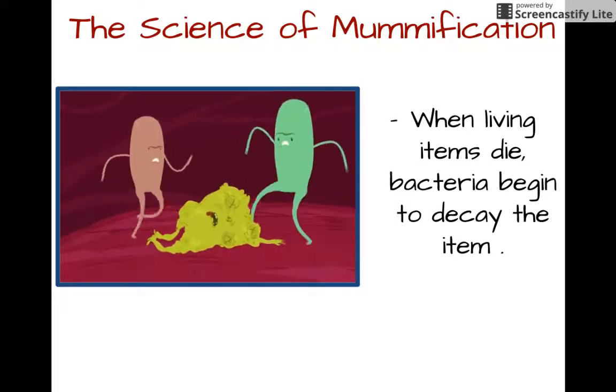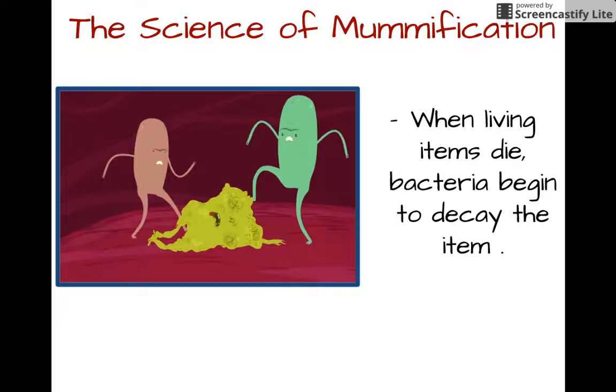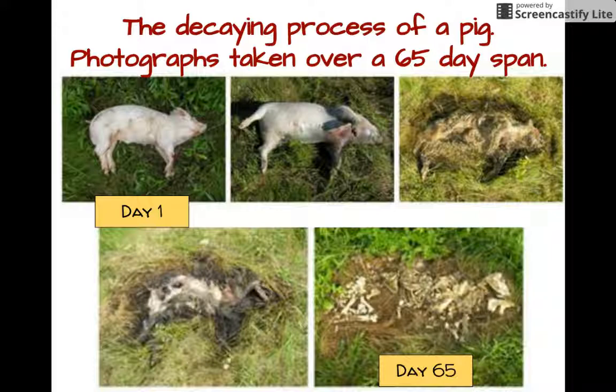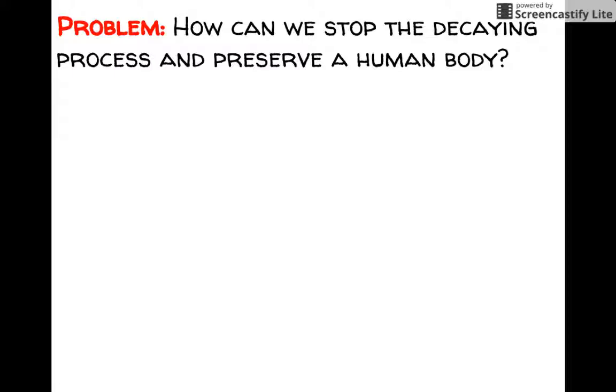Well, you may not realize it at this moment, but you are covered on the inside and the outside with millions and trillions, really, of different types of bacteria. And when living items die, the bacteria begin to decay away at the flesh and bone and muscle and sinew and all the stuff that makes you. And we can see this decaying process in this series of photographs of a pig. So you have a recently deceased pig right here, and then you have at day 65, a little less than just simply bone in that photo. And you can see the decaying process and the bacteria just decaying away at the flesh until it's just simply bone.